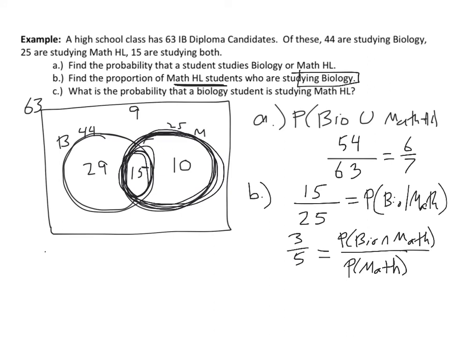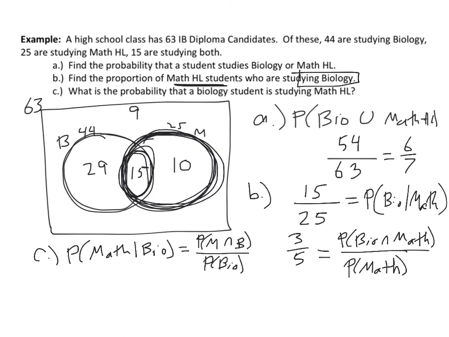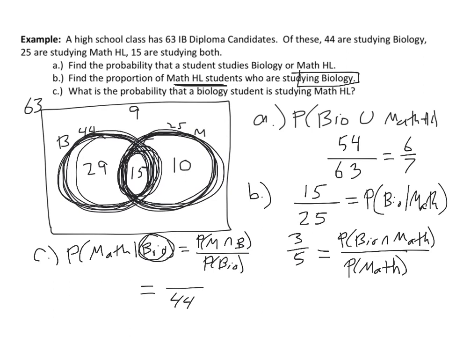Let's go on to our last one here, part C. What is the probability that a biology student is studying math HL? This looks like it's just the other way around. This is the probability of math given bio. So again, if you want to use the formula, you restrict yourself to the sample space of the condition, and in the numerator you do the intersection. Okay. As far as I'm concerned, though, I can just look at this and say, well, given that they did bio, that means this is my world, this is everything. So my denominator is 44. And in the numerator, I put the ones that did math, that would be 15.